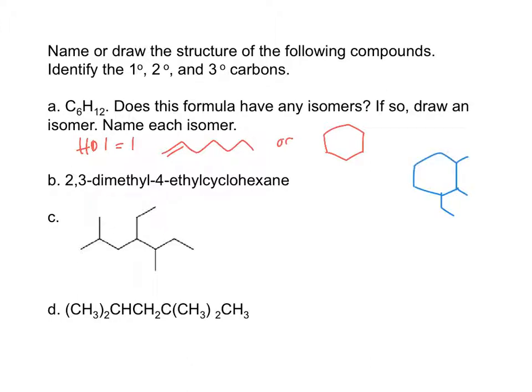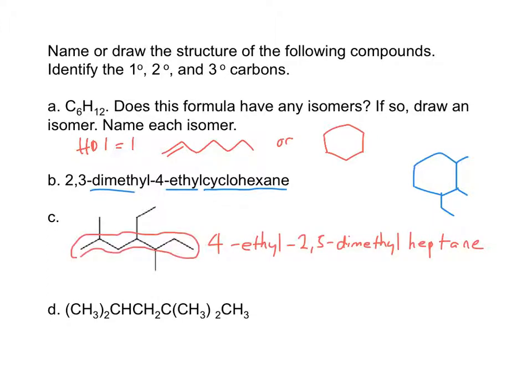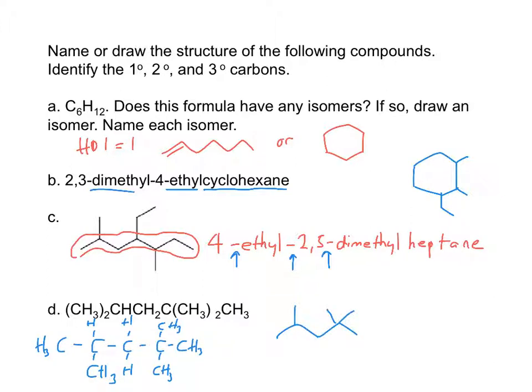cyclohexane is the parent ring, and then these are the branches off the ring. For C, the answer is heptane is the parent chain, and you'll want to number the chain from left to right to get the lowest numbers. Note you also want to put a dash between a number and a letter when you name these compounds. For D, we're going to convert the expanded formula to a skeletal structure. So I've converted the expanded formula to a Lewis structure, and there is the skeletal structure.